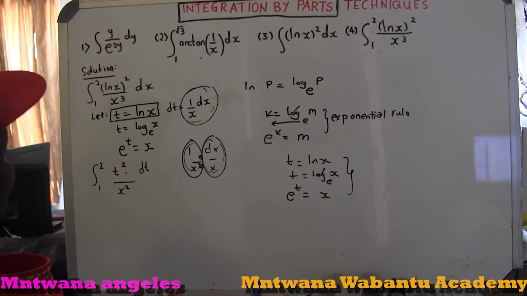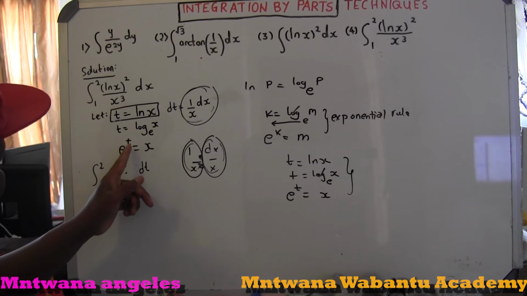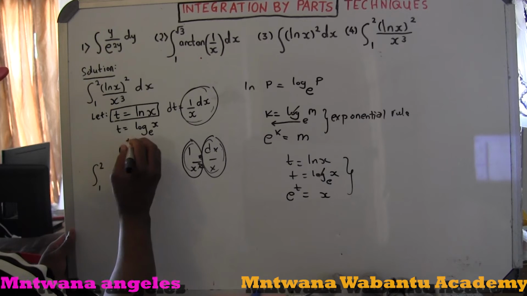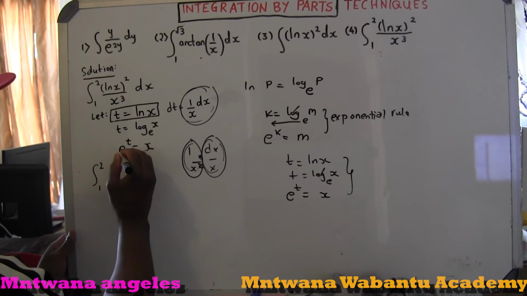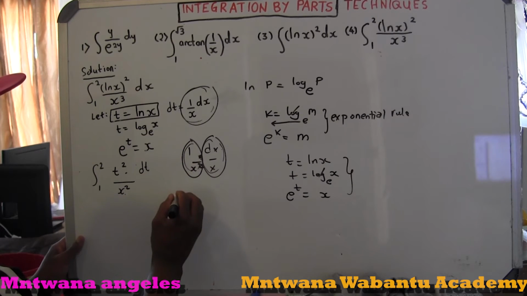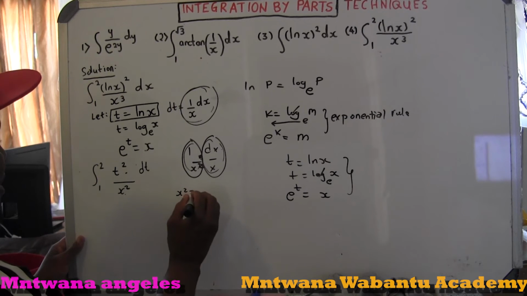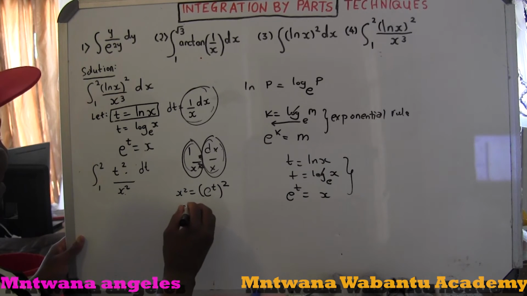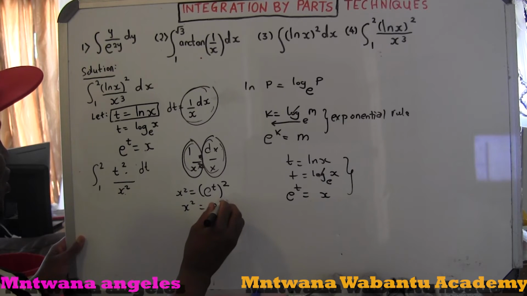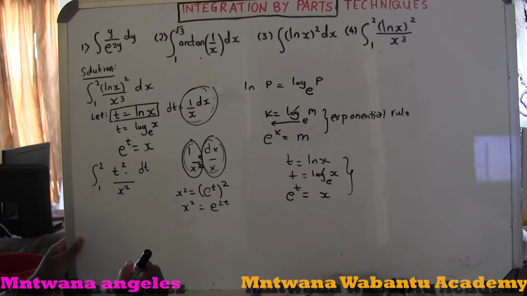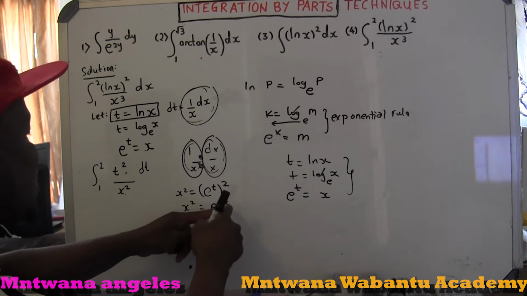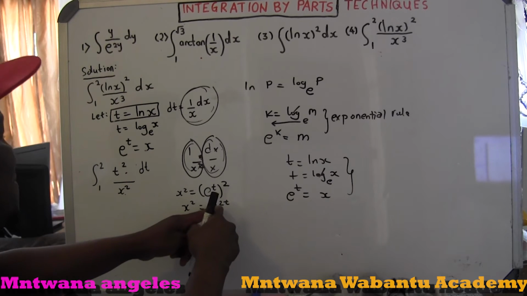But what is x? x equals e^t. But I don't need x, I need x squared. So I can square this. So x squared equals e^(2t), e to the power 2t. You know what I'm saying? So now I'm going to eliminate this x squared.